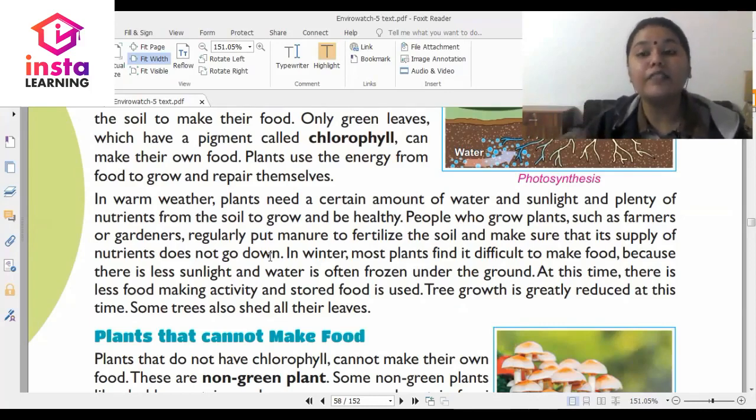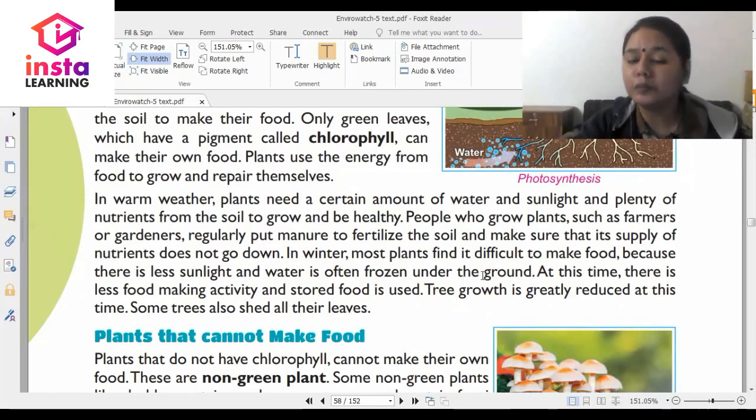To keep yourself healthy. So for the plant to be healthy, proper soil is a prime requirement, and that is the reason that people who grow these plants ensure that the quality of the soil is very good.